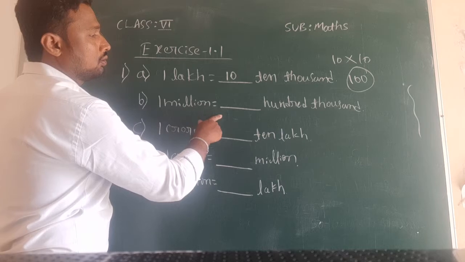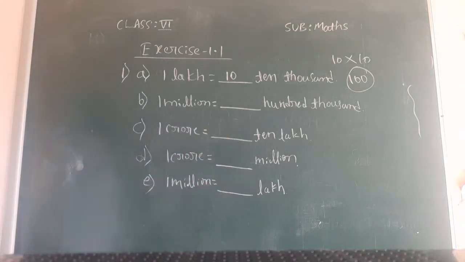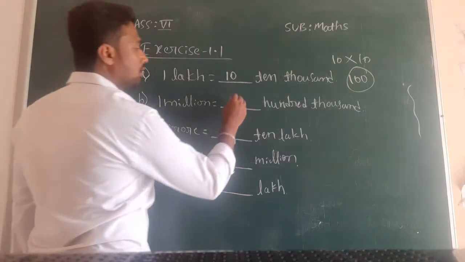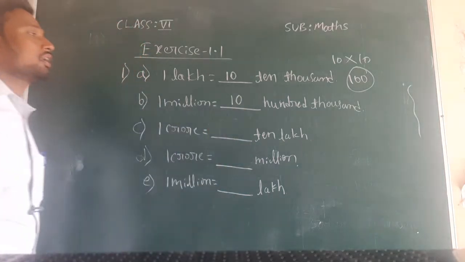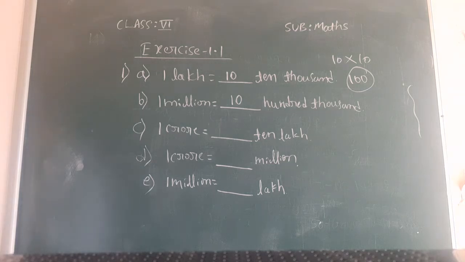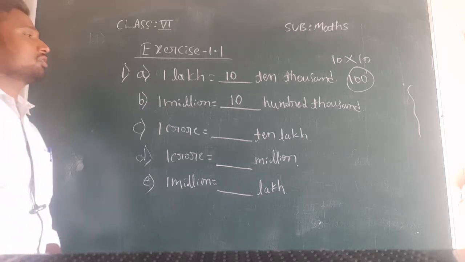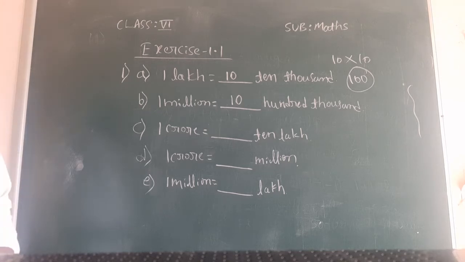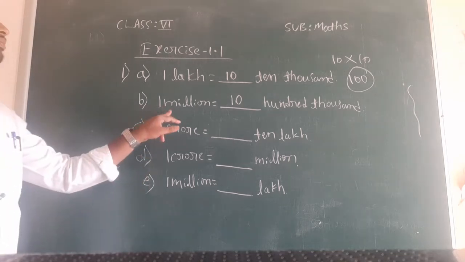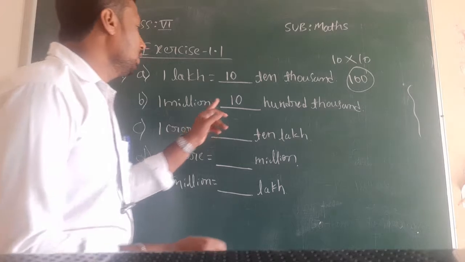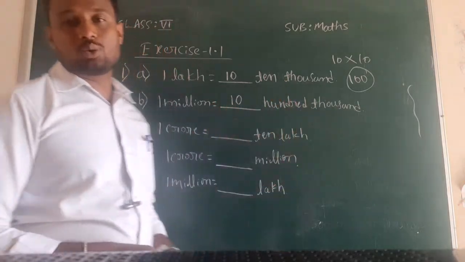Next, 1 million equals to dash 100,000s. How many 100,000s? Here it is 10 100,000, because, as I already explained, 1 million means 10 lakhs. So ten 100,000s means you will get 10 lakhs. Therefore, remember directly that 1 million is 10 100,000s.